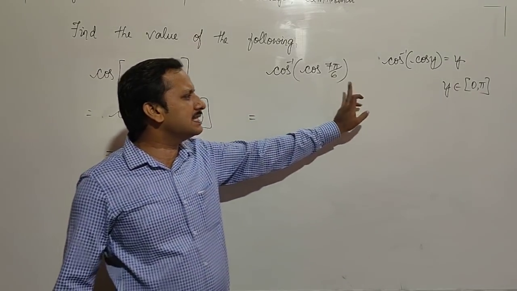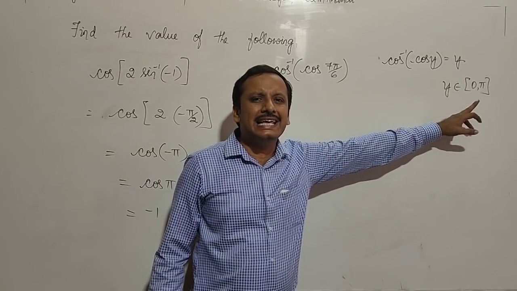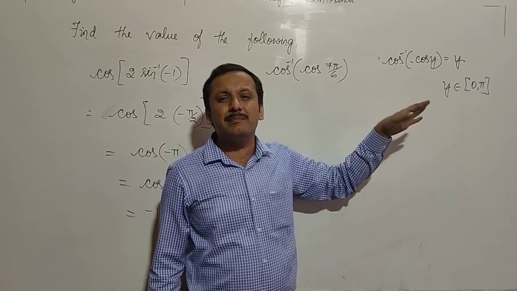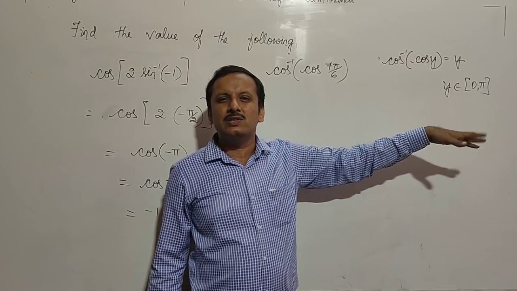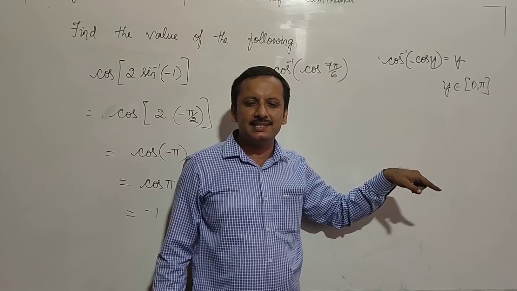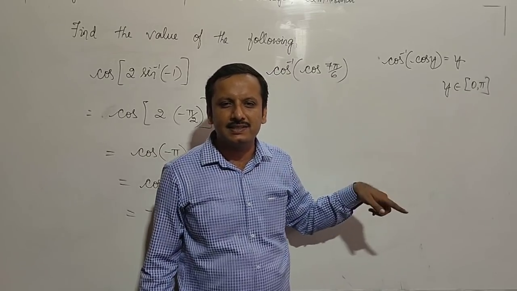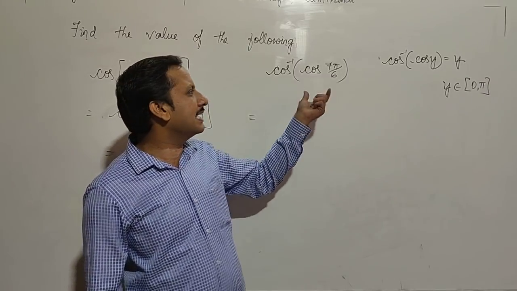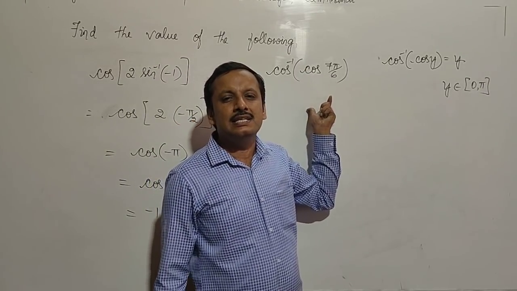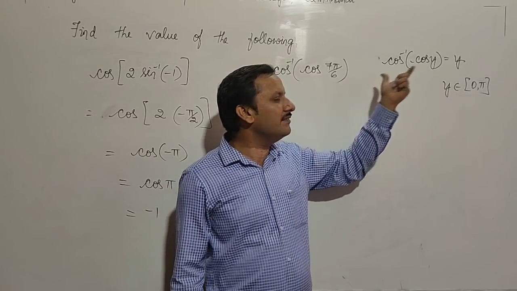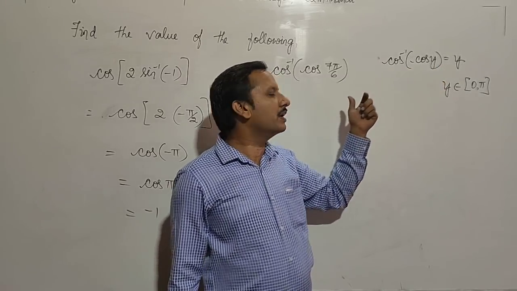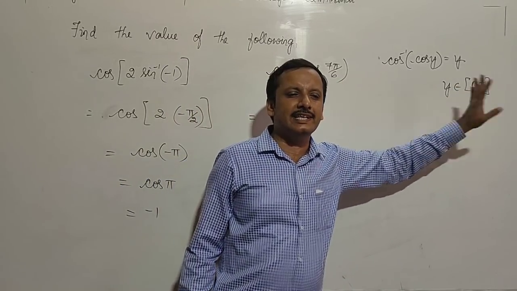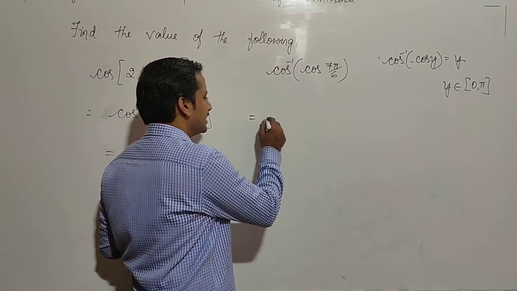Cos inverse of cos 7 pi by 6. Here 7 pi by 6, does it lie in this interval? No, because 7 pi by 6 is greater than pi. Pi can also be written as 6 pi by 6, and this is 7 pi by 6, so it is greater than pi. Directly we cannot use this formula because the value 7 pi by 6 does not lie in this interval. Okay, then what else can we do?